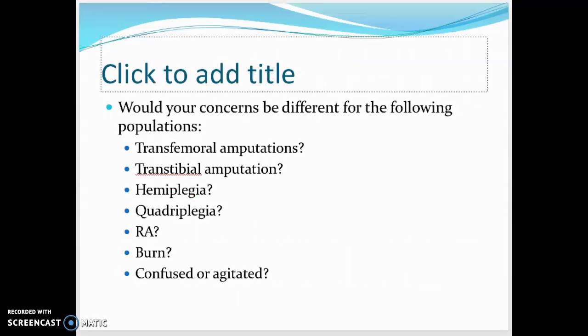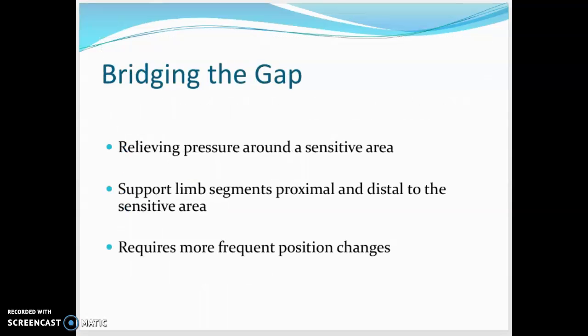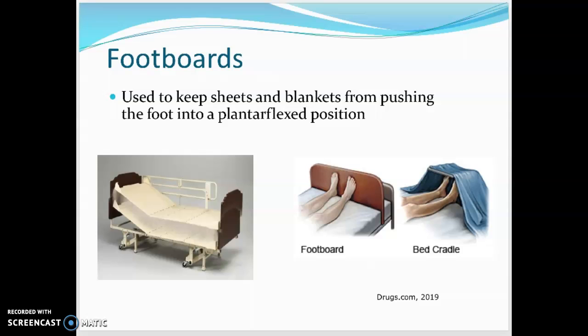Also, you can consider different patient populations and which types of populations would be at risk for various reasons, and consider that. So we talked about bridging the gap, and it is exactly that, just making the pressure not be on that bony prominence. And the final area are just footboards. We're trying to, in this case, prevent the patient from sliding downward in the bed and prevent plantar flexion contracture. So these are all important ways that we can eliminate pressure on skin.